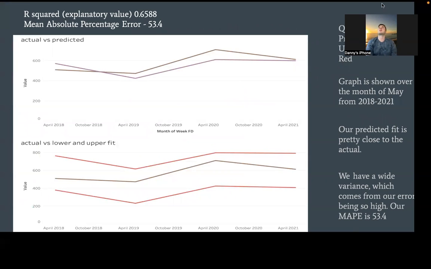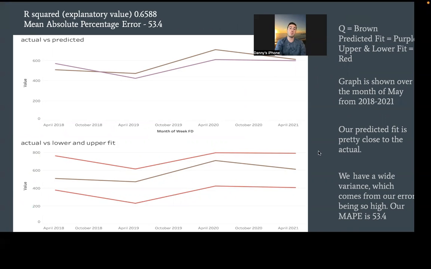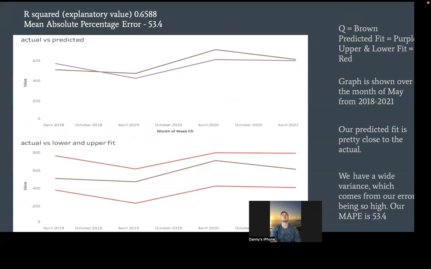Okay, and here we have a graph that shows month over month, just the month of May for the 4 weeks leading up to Memorial Day. As you see, our R squared is 0.658, which is not very high, but based on the model that we have, it's what fits, and that's what we got. And our mean absolute percentage error is 53.4. We're trying to get that number lower, but based on everything that we did, this is the best we could do. It's not that great, but it's close enough for us to be comfortable with proceeding with this model.